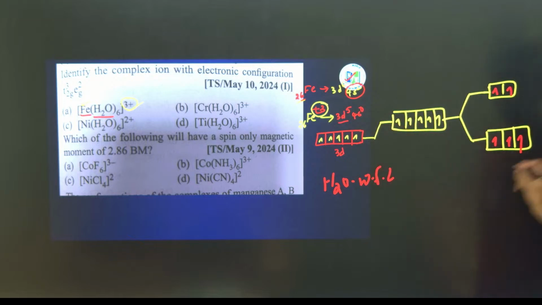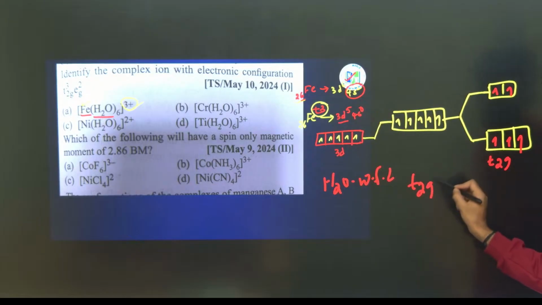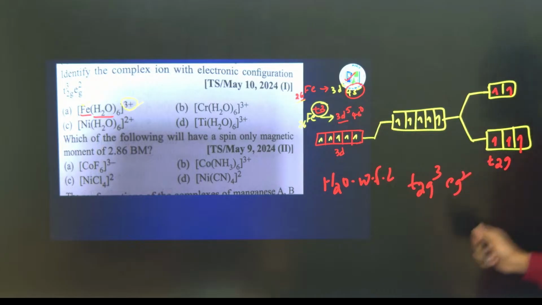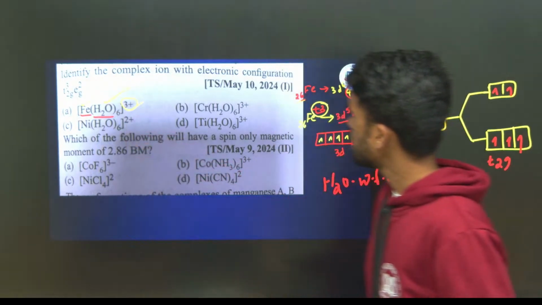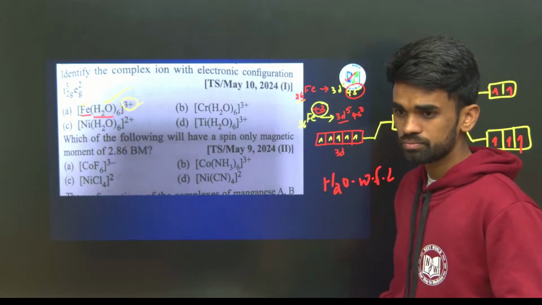4, 5. So what is that? This is T2G set now. So T2G, how many are there? 3. And EG? 2. So this is satisfying the first one. Okay. Now can you do it for the second one?